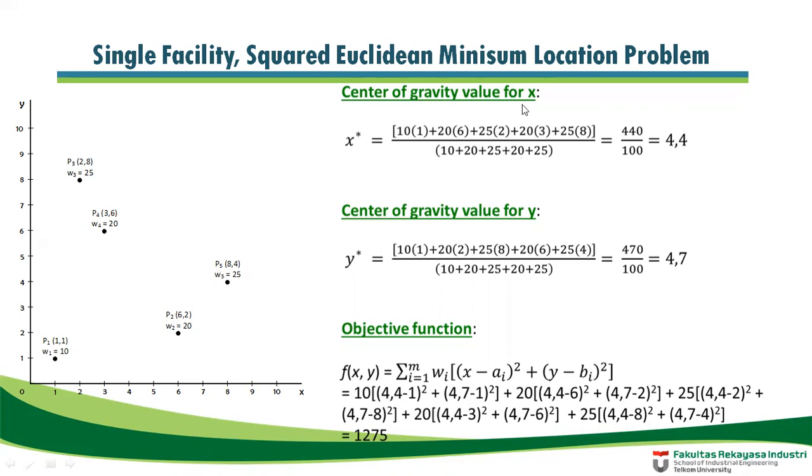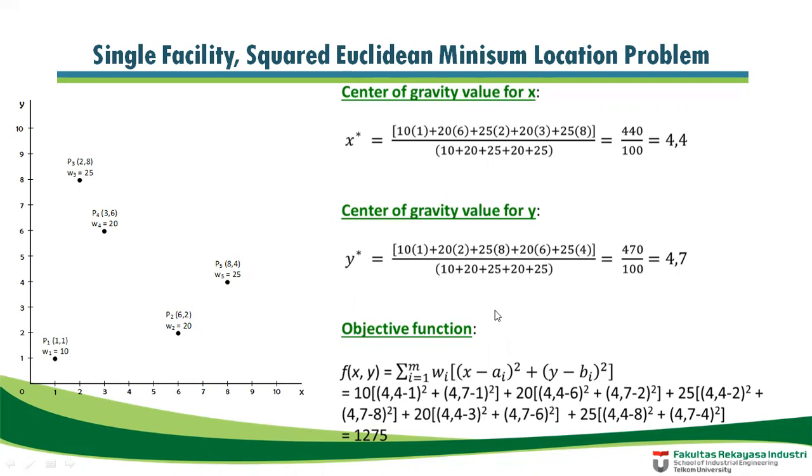And just do the same steps as for x, but in this case we change x with y. So each y coordinate will be put together in a bracket and multiplied by its weight: 10 times 1 plus 20 times 2 plus 25 times 8 plus 20 times 6, and the last is 25 times 4, divided by the total weight, which is 100, and then we got 4.7.